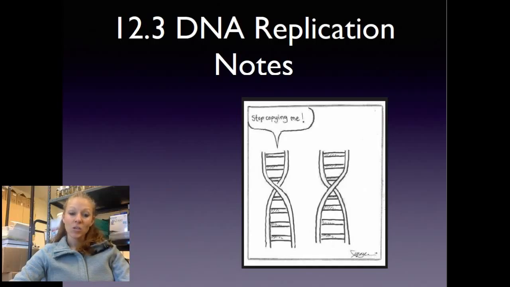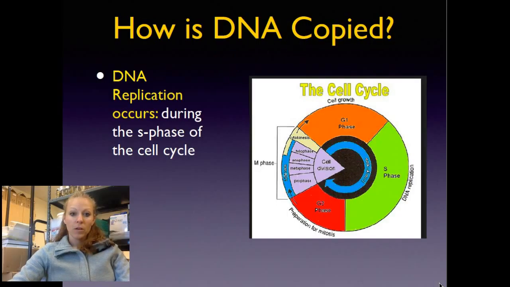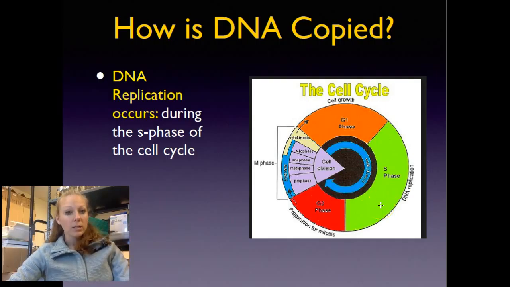Right now we're studying 12.3 DNA replication. DNA is copied, as we've talked about, in the S phase, synthesis. What's being synthesized in the S phase is DNA, a second copy of the DNA, so that when the cell splits during mitosis, there's another set of DNA. So both cells have a copy of the genetic material.